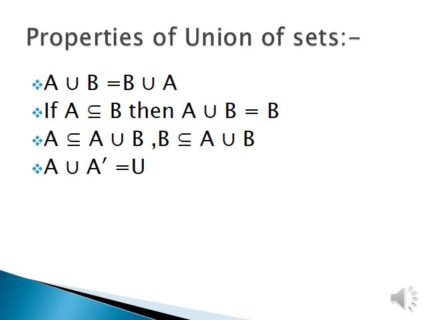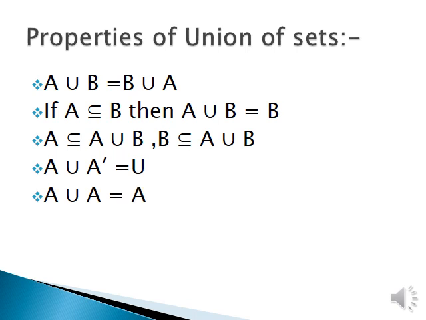A union A complement is equal to the universal set. Why? Because we have studied this before, that A complement means the remaining elements of the universal set, means the elements which are not present in A. So union means elements of A along with elements of the complement of A. Together they will form the universal set.